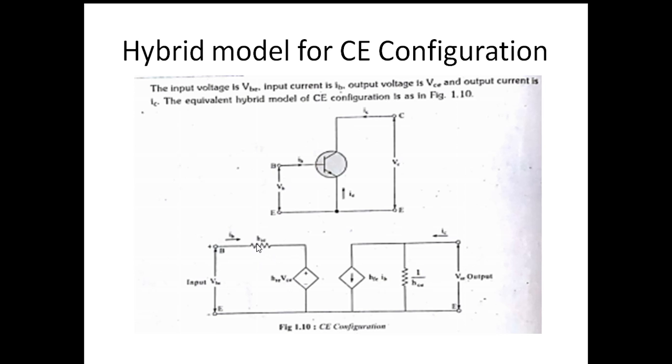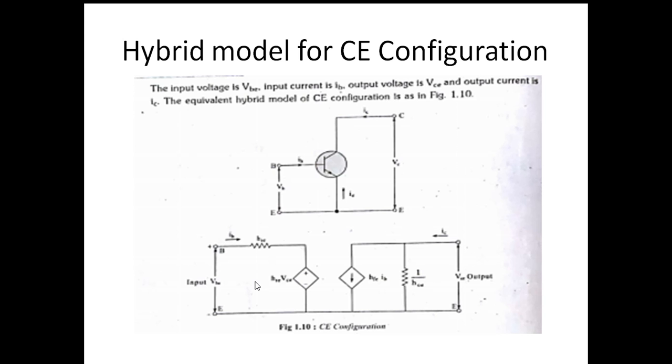What are those? HIE IB, where IB is the input current by applying VBE. So IB into HIE plus HRE VCE, where VCE is this output voltage. So this is a dependent voltage source, HRE VCE, where HRE is the reverse voltage gain.